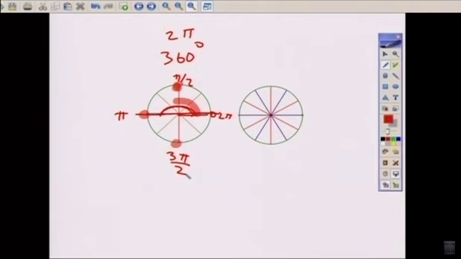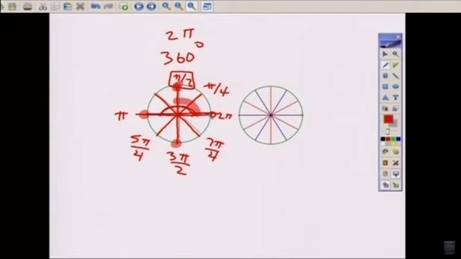If we then cut each of those sections in half, we'll have the whole circle cut up into 8 pieces. So if I take a pi over 2 and I divide it in half, I end up with a pi over 4. So here is pi over 4, 2 pi over 4, which is equivalent to pi over 2, 3 pi over 4, 4 pi over 4, 5 pi over 4, 6 pi over 4, 7 pi over 4, and 8 pi over 4 puts us back at 2 pi.